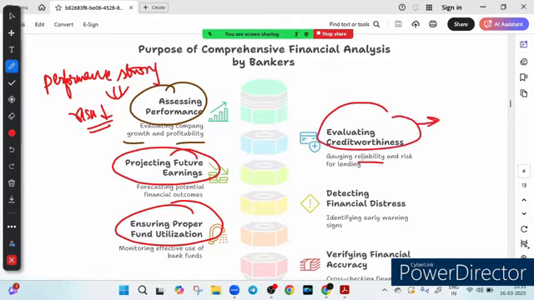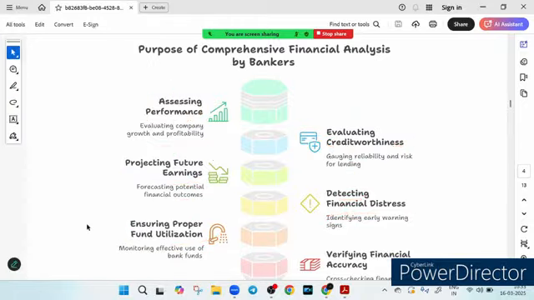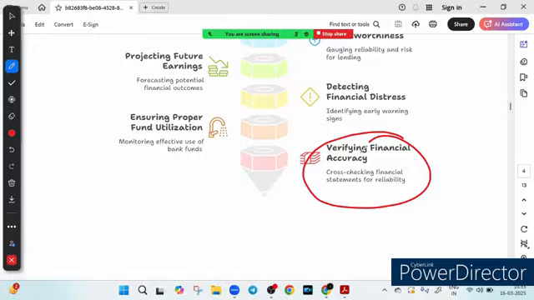Then we have detecting the financial distress. Early warning signs of financial trouble can prevent future loan default. Bankers identify risks before they escalate. And the final point is verifying the financial accuracy. Numbers don't lie, or do they? Bankers cross-check financial statements to ensure they are accurate and reliable. A single mistake can change everything. A thorough financial analysis ensures safer lending, better investment, and a stronger financial system.